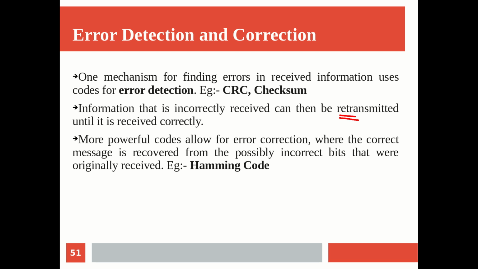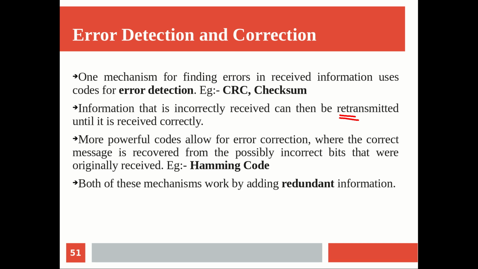Those who are interested can read some articles on it, and also from the textbook. Both of these mechanisms work by adding redundancy. In CRC, you might have seen that we are generating a CRC remainder, and that remainder is the redundant or additional information that we are attaching to the original message. With the help of the CRC remainder, that redundant information, we actually detect if there is any error or not at the receiver side.